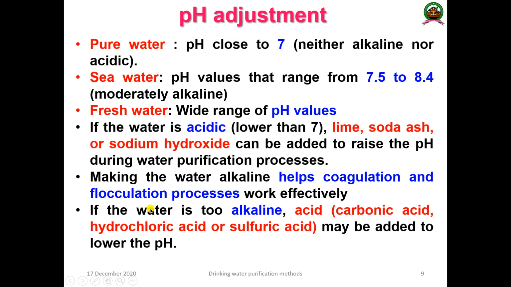If the water is too alkaline, then we need to add acid, such as a weak acid like carbonic acid, or a strong acid like hydrochloric acid or sulfuric acid, to balance it and reduce the pH, but it need not be reduced to too acidic. Actually, a slightly alkaline pH is appreciated. So this is the pH adjustment.